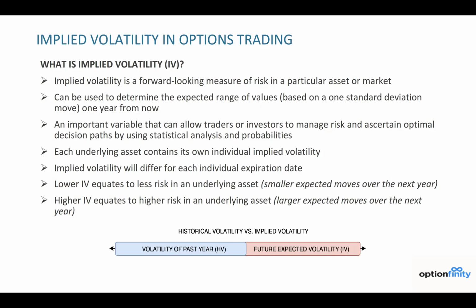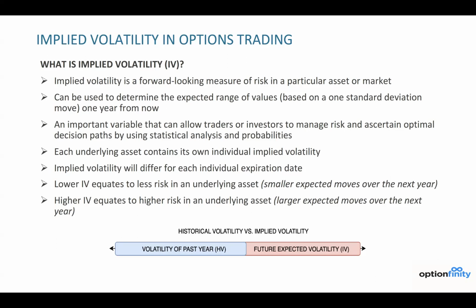Now, implied volatility can be used to determine the expected ranges of values based on a 1 standard deviation move 1 year from now. We'll discuss the standard deviations in a sec as well. That's very important because it can tell you where a stock may trade to the upside or the downside 1 year from now. It's also an important variable that can allow traders or investors to manage their risk and also ascertain optimal decision paths by using stats and probabilities.